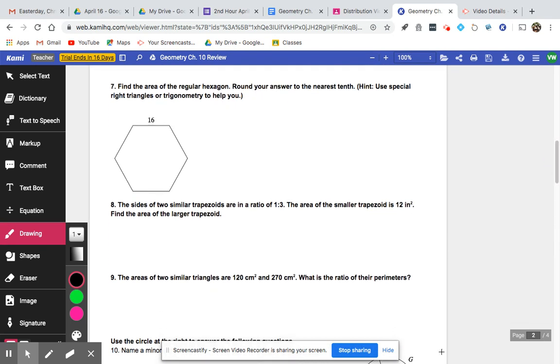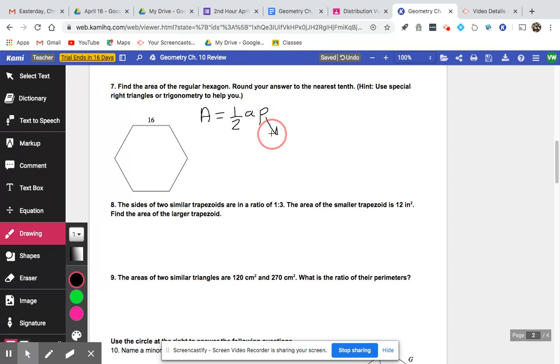Number 7, find the area of the regular hexagon. Round your answers to the nearest tenth. And they give us a hint. We want to use special right triangles or trigonometry to help us. Let's certainly do that. So once again, the area for a regular polygon is half times the apothem times the perimeter. Perimeter is pretty easy to find.